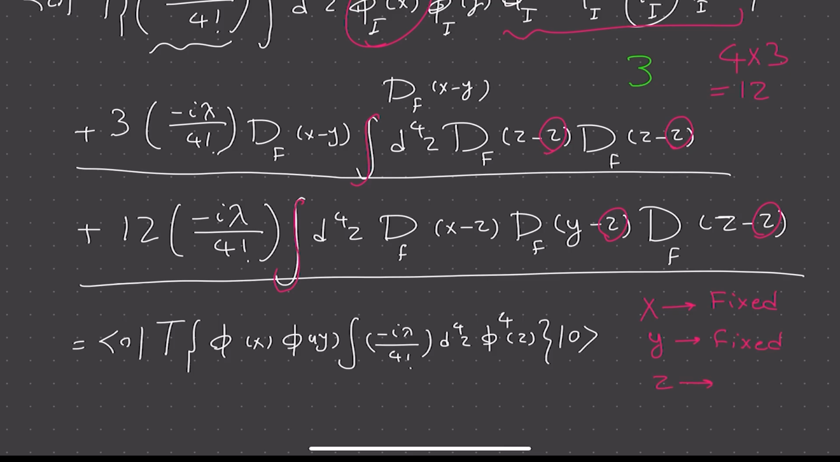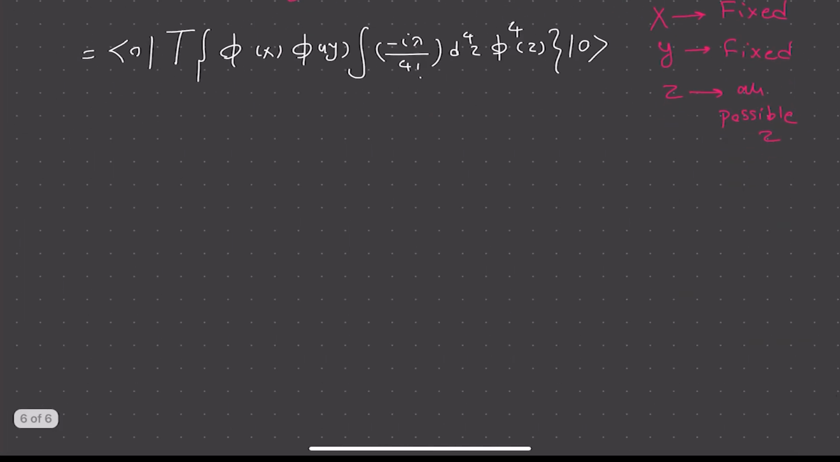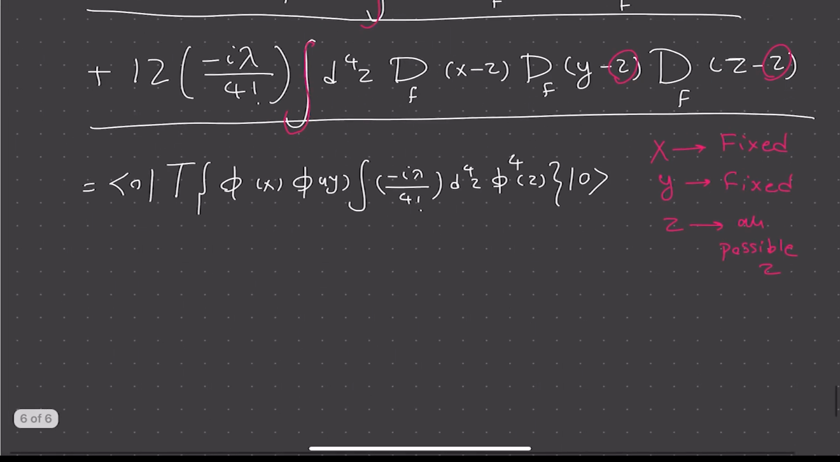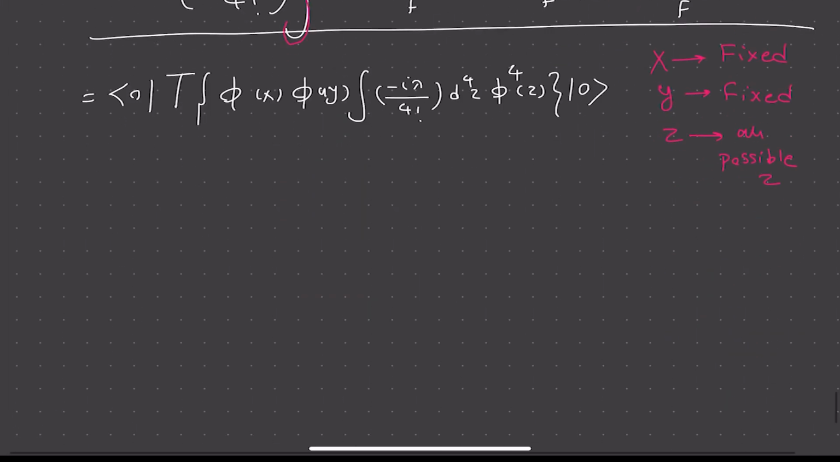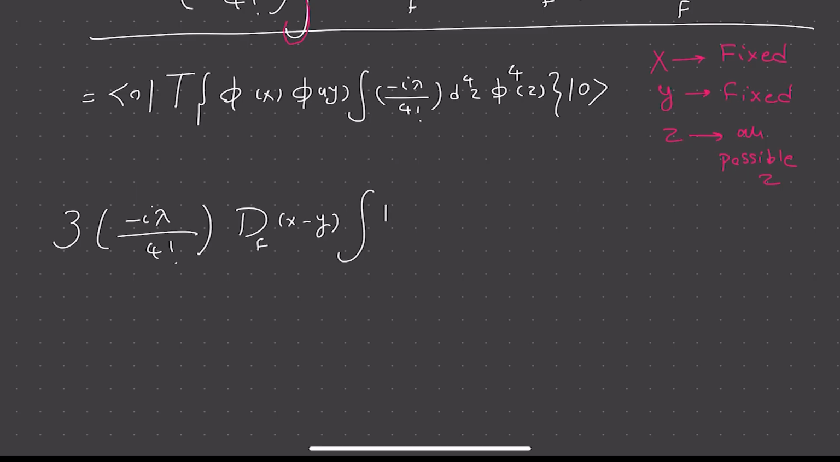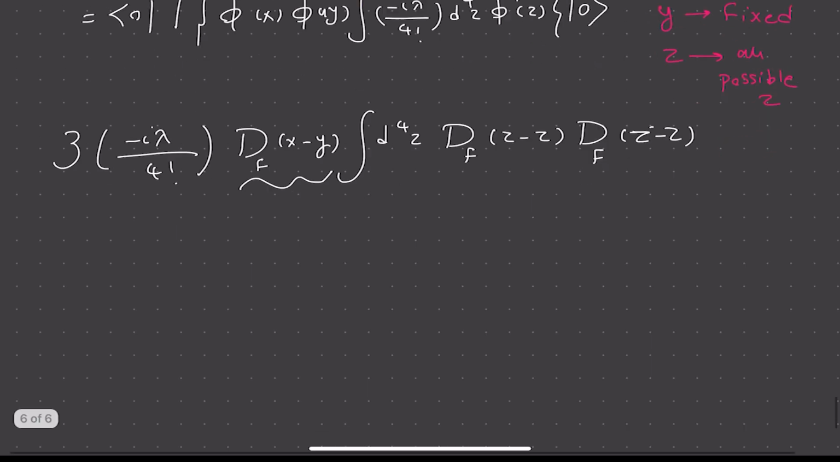And z is going to be integrated. So we are adding all possibilities. So what's the meaning of each term? If you're going to have something like that, the first term, imagine you're going to have 3 minus iλ over 4 factorial, ∫ d⁴z Δ_F(x−y) Δ_F(z−z). So this is the propagator from point x to y.